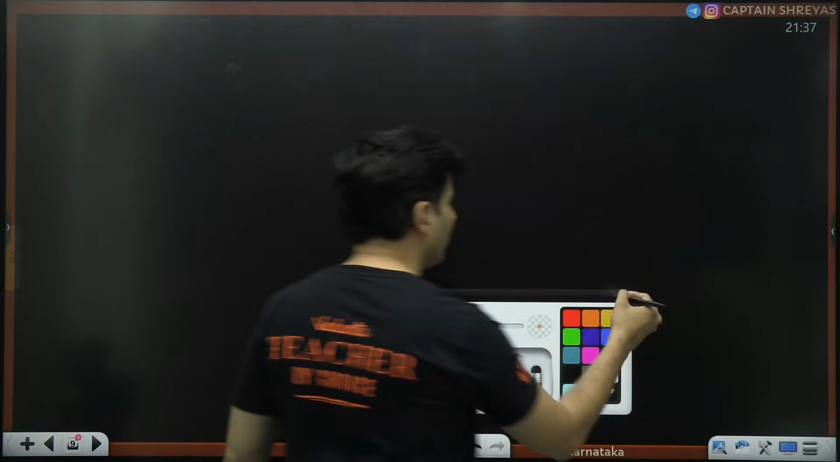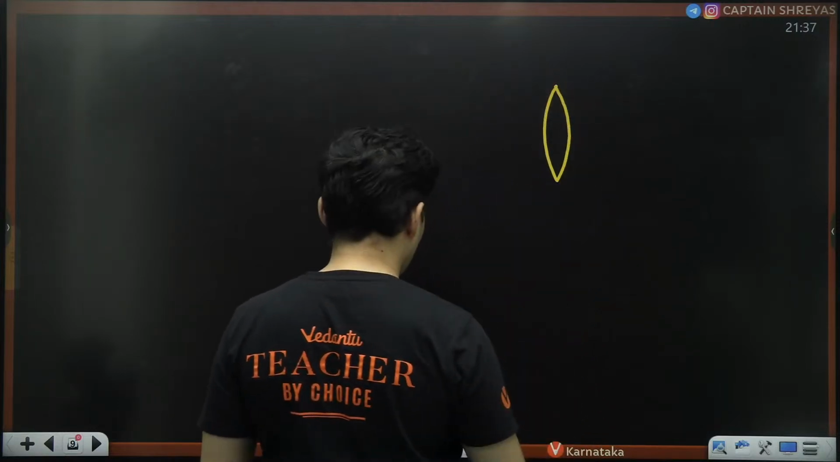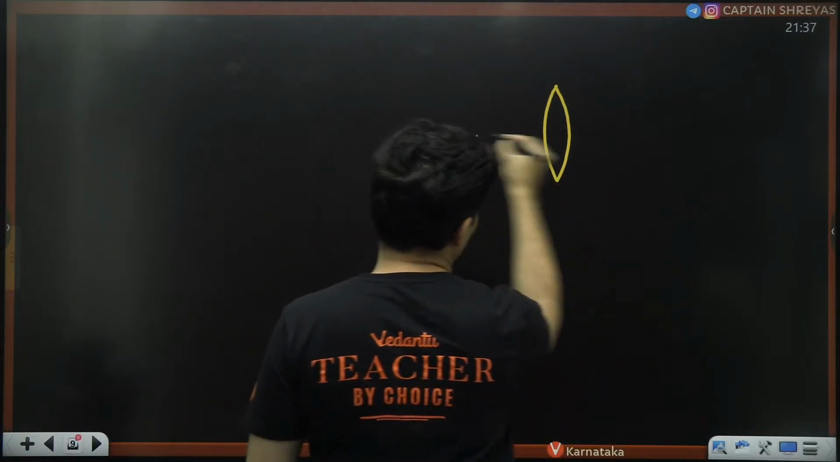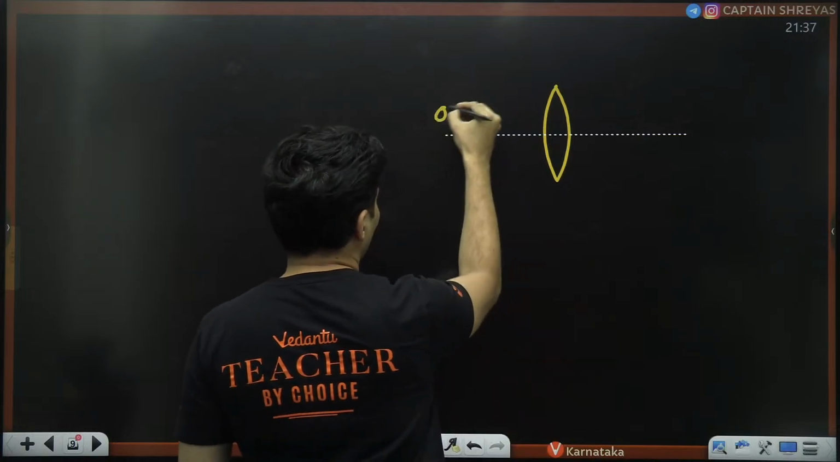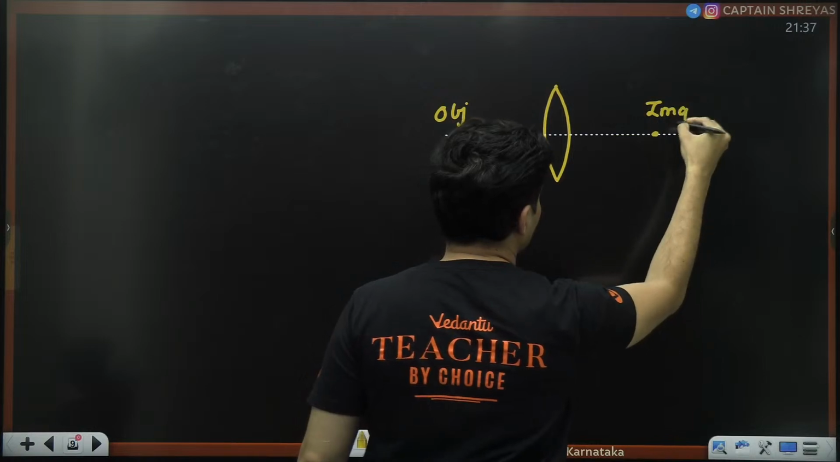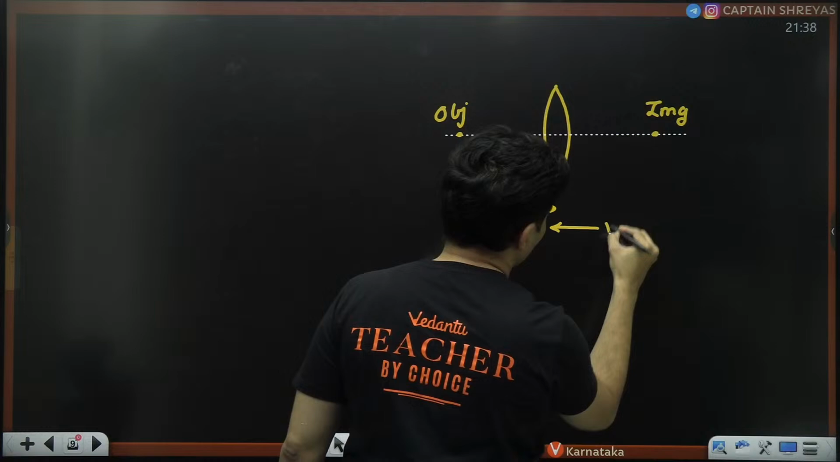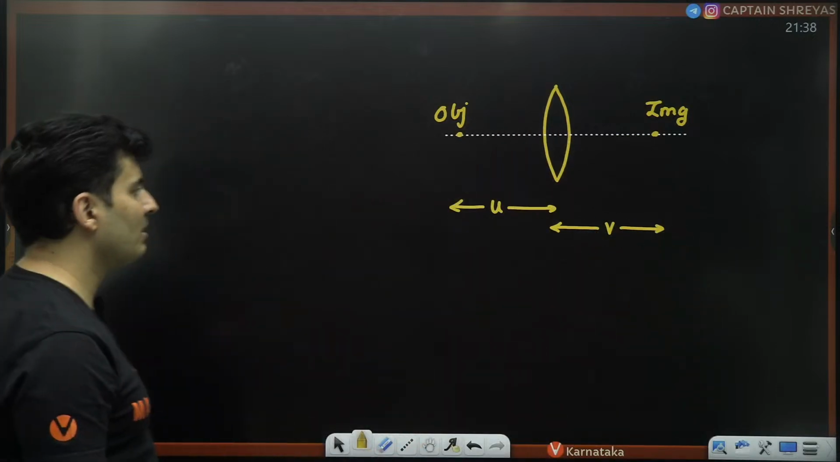The last point which I want to make over here is, imagine you have a lens like this, okay? And let's say you have kept an object over here. This is where the image is. This is your object distance. This is your image distance, and you want to locate where the image will be formed.